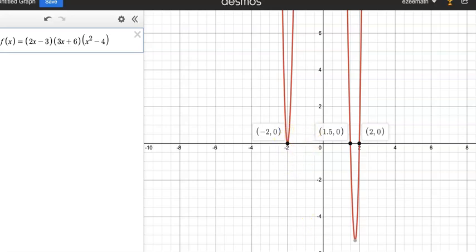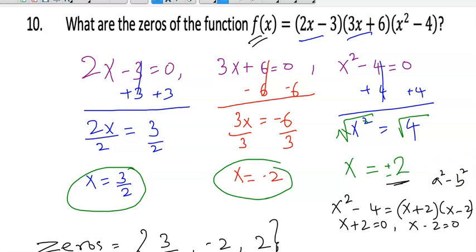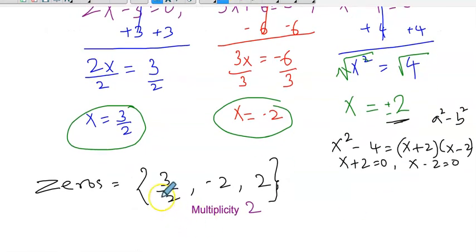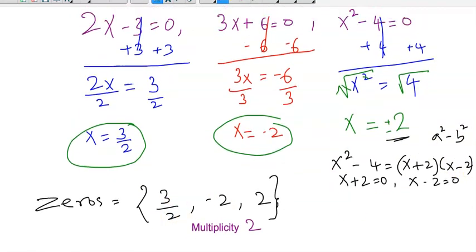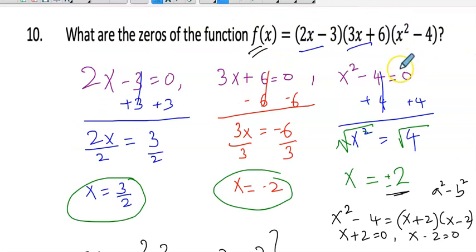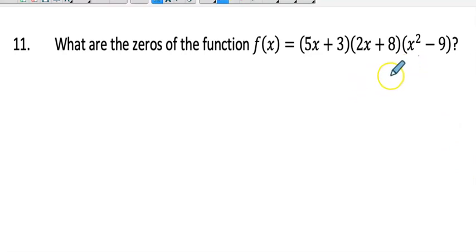Okay. So now going back to the problem, this is my solution. Zeros are this for the given function. That's all. Okay. Just find the zeros of the individual factors. Now I'll go to this problem. You have it here. f of x is equal to 5x plus 3 times 2x plus 8 times x square minus 9. Please try to find the zeros of this function. Okay. Alright. Thank you.